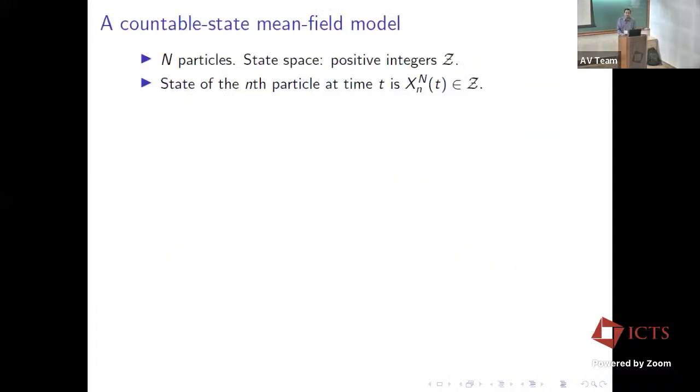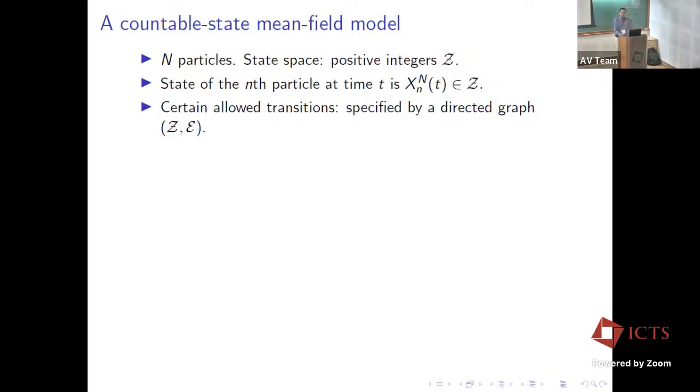Okay, so let me begin with the problem formulation. We have an interacting particle system, and these interacting particle systems have states in a countable state space. There are n particles. The state space, we can just take it to be the non-negative integers 0, 1, 2, etc. The state of the nth particle is x^n(t), and the superscript n defines the index of the system, which says that there are n particles in the system. The state of each particle is an integer.